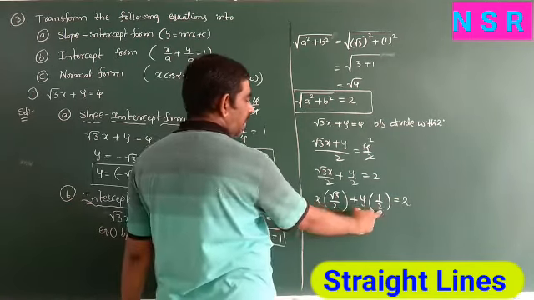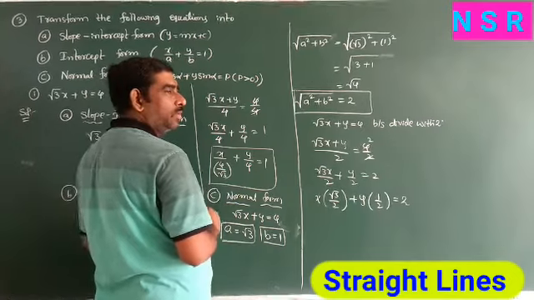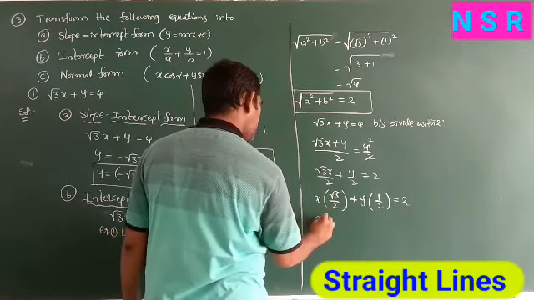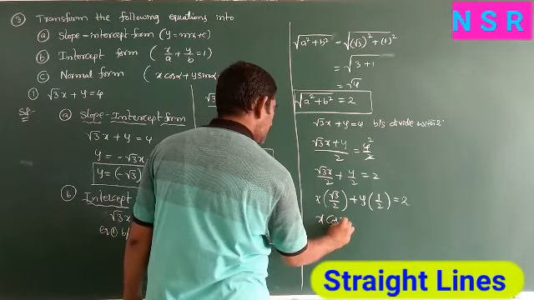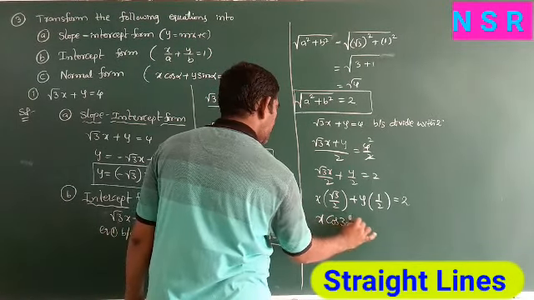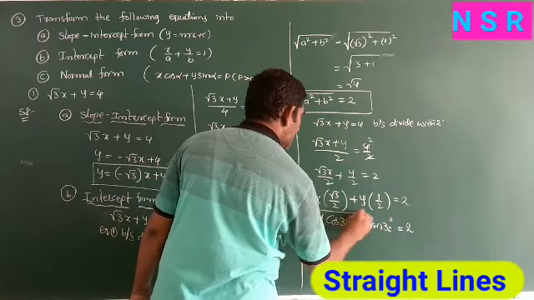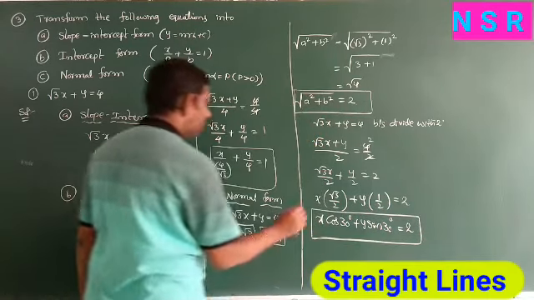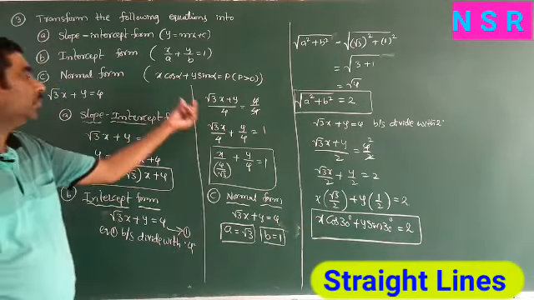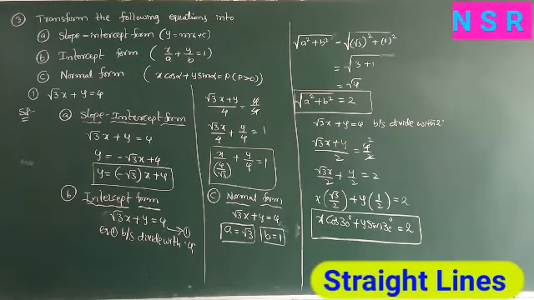Now sin 30 is 1 by 2, and cos 30 is root 3 by 2. In place of root 3 by 2, write cos 30. So x into cos 30 plus y into sin 30 is equal to 2. This is x cos alpha plus y sin alpha equal to p. Here the alpha value is the same and the p value is positive. That's why it is in normal form.